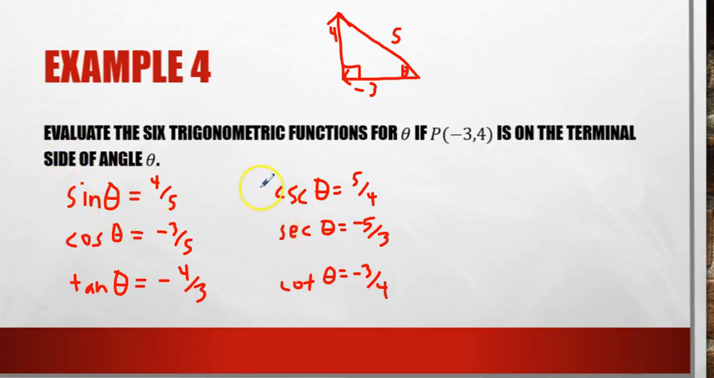Remember, the easiest way to pair which functions are reciprocals, I like to recognize that the one that starts with an S is paired with the one that starts with a C, and vice versa. The one that starts with a C is paired with the one that starts with an S. Tangent and cotangent people usually do pretty well with.